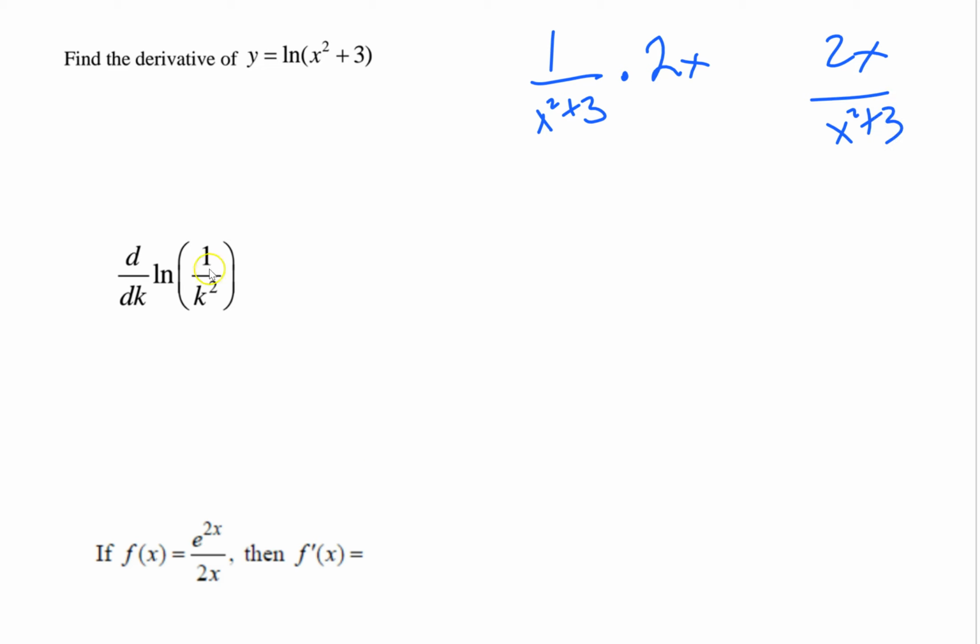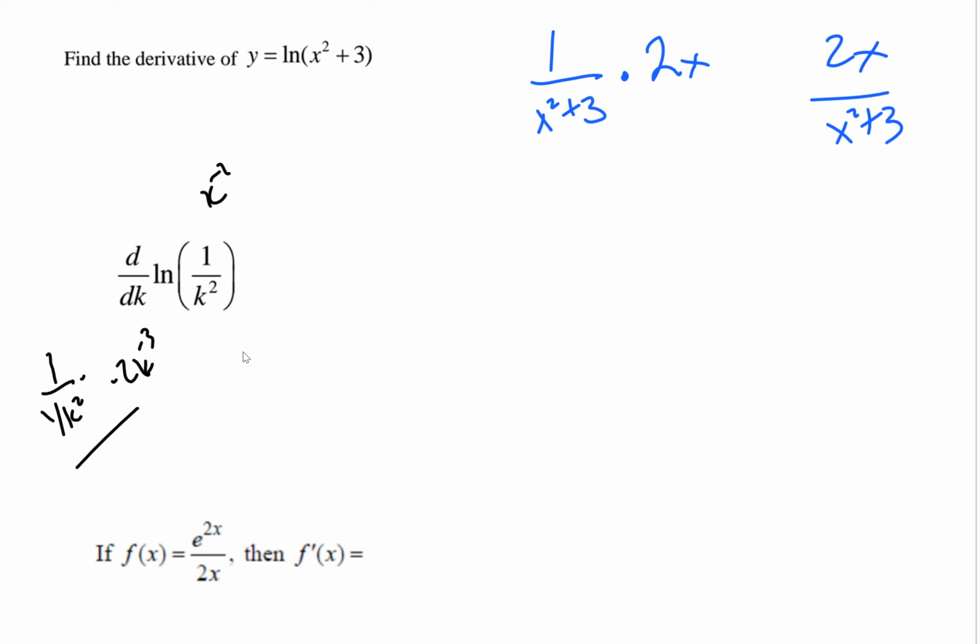The next one. This one can actually be done a few ways. The first way is just take it the way it is. The derivative of natural log is 1 over the inside times the derivative of the inside. Now, either rewrite k as k to the -2, take the power down, subtract 1 off, so it'll be like -2 k to the -3, and then you can work on simplifying that.